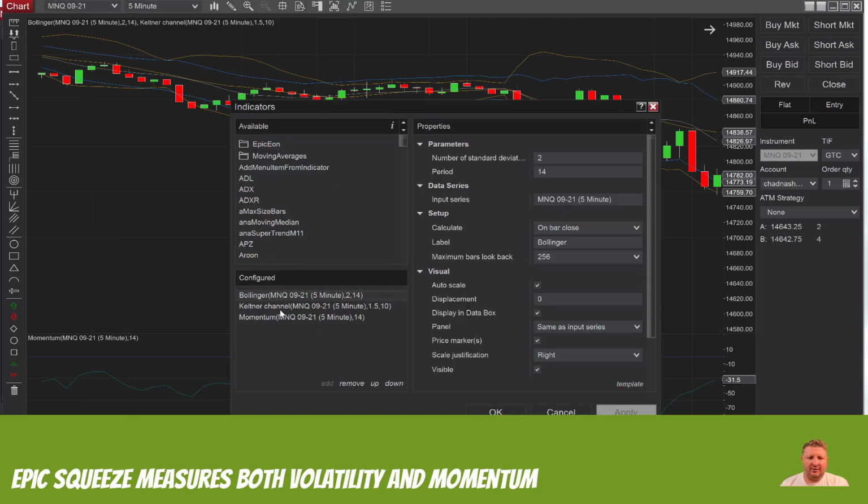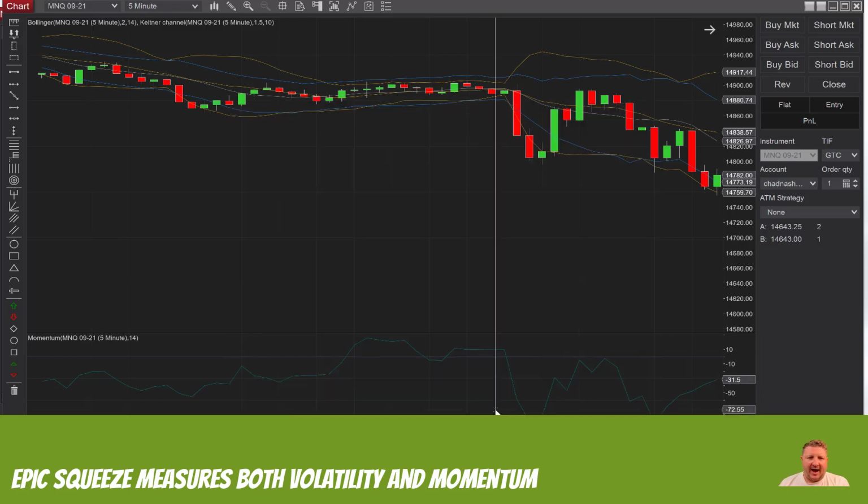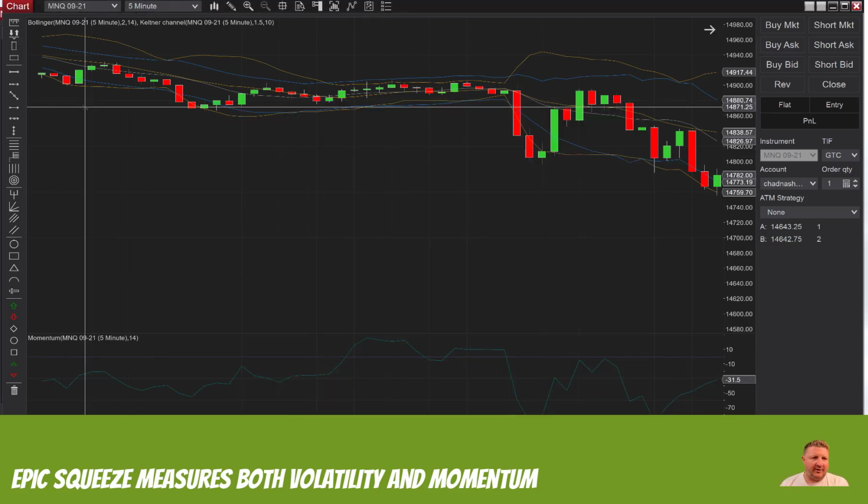Bollinger, the Keltner, and the momentum. So a squeeze is really happening. We're looking at a chart here of the MNQ. Again, it's a Sunday night, so this was probably Friday.